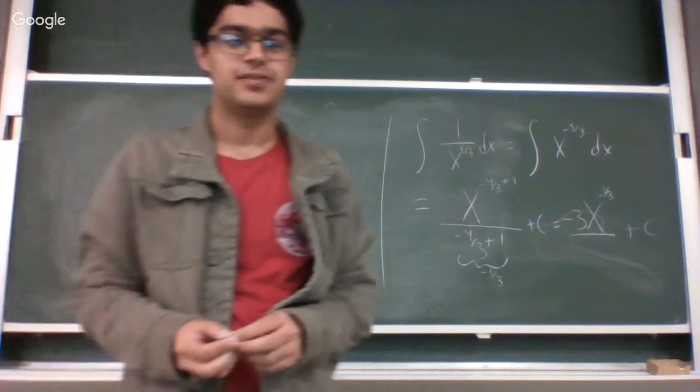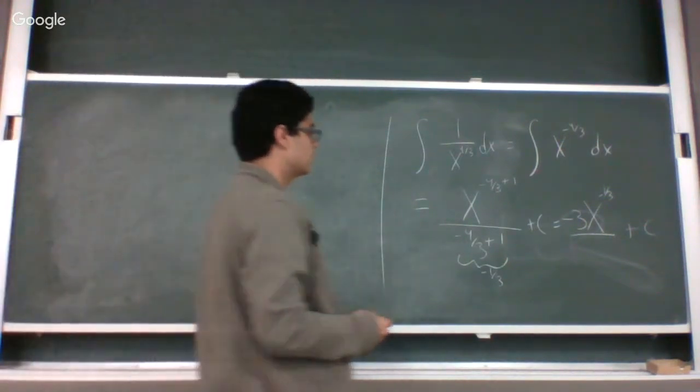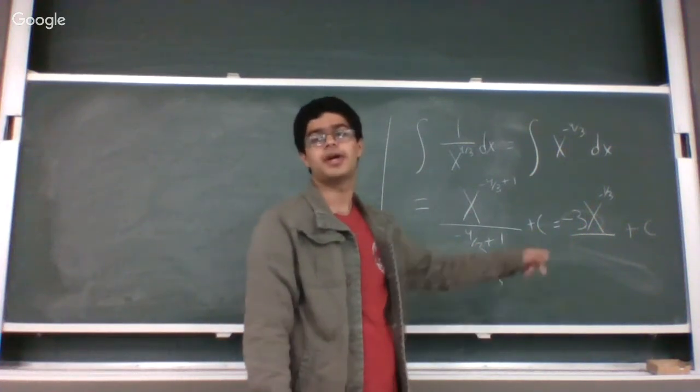Why would it be negative 1/3 over 3x to the 1/3? We're dividing by a negative 1 third. That's the same thing as multiplying by a negative 3.